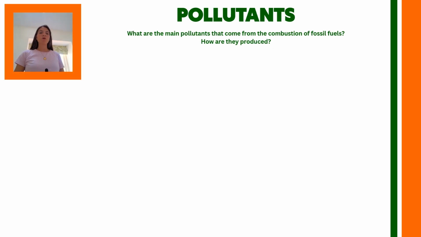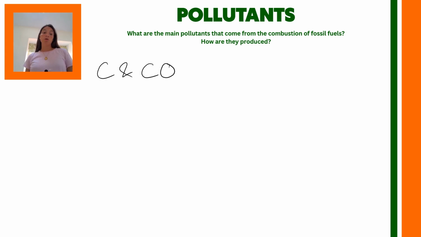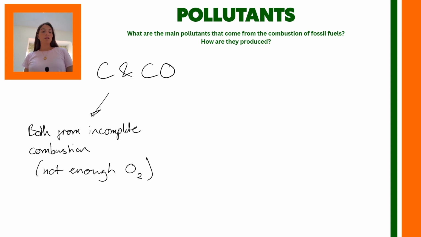Okay, pollutants. So what are the main pollutants that come from the combustion of fossil fuels and how are they produced? So we have our carbon and our carbon monoxide. Those are both from the incomplete combustion that we just did on the page before, and that's when you have not enough oxygen in this combustion reaction. If you're part of the IGCSE Edexcel, you don't need to worry too much about the particulates of carbon, so about that soot, just that plain C there, but do worry about the carbon monoxide.